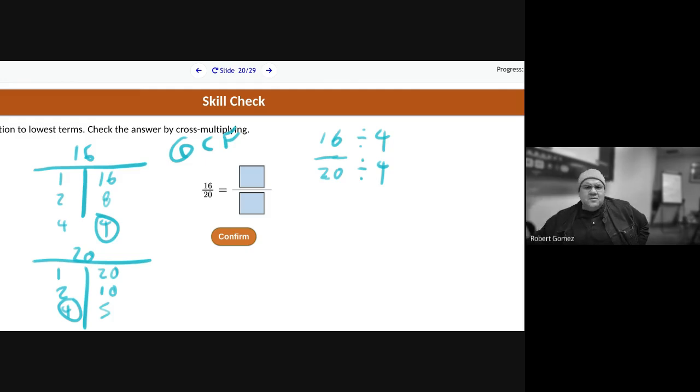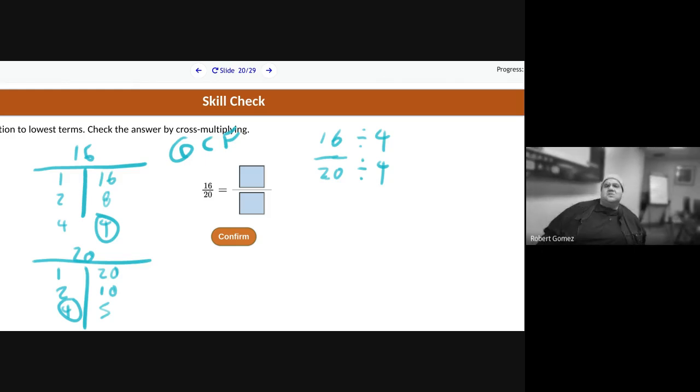Now, if you're familiar with your multiplication tables, if you're pretty good, you could probably do it faster. But for those of you who want to know, how the heck do I find that common number? Well, this is one of the ways we can find that common number. Another way is to check your multiplication chart. That helps too. So we're going to take 16 divided by 4.